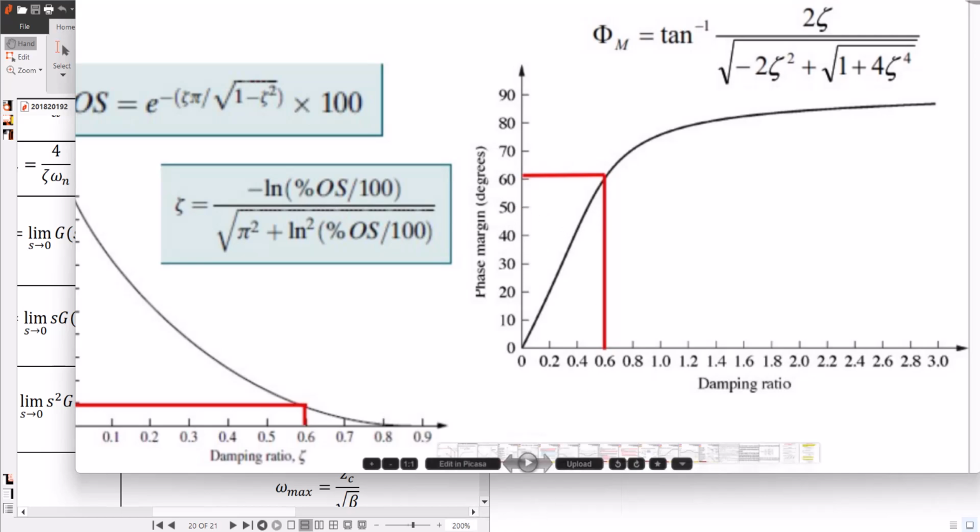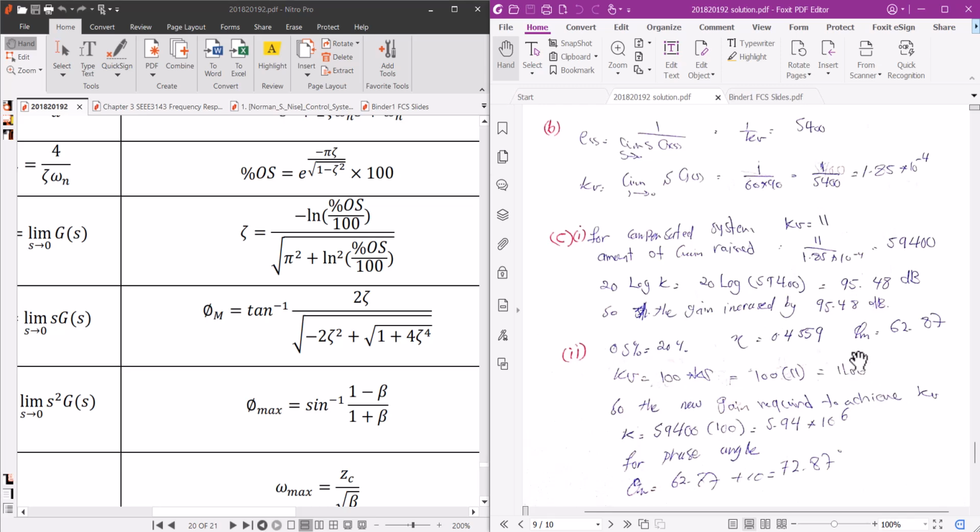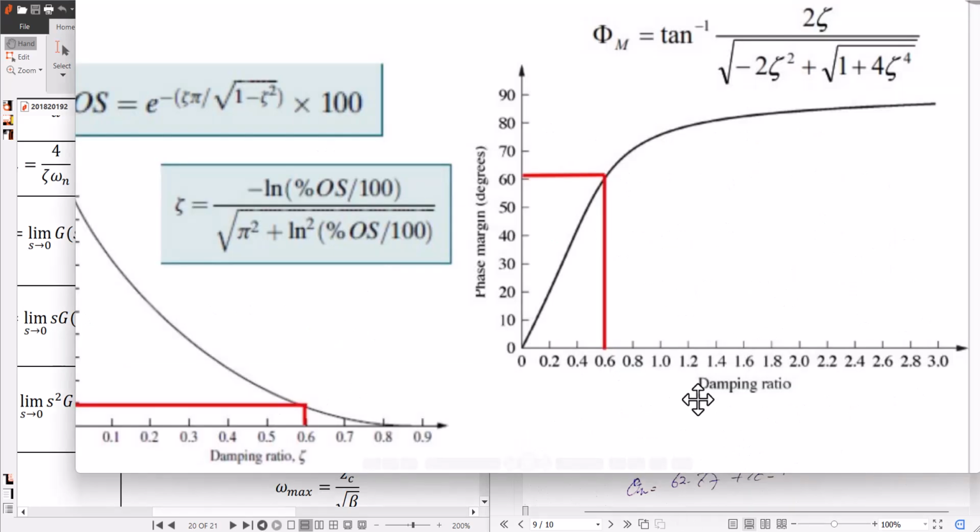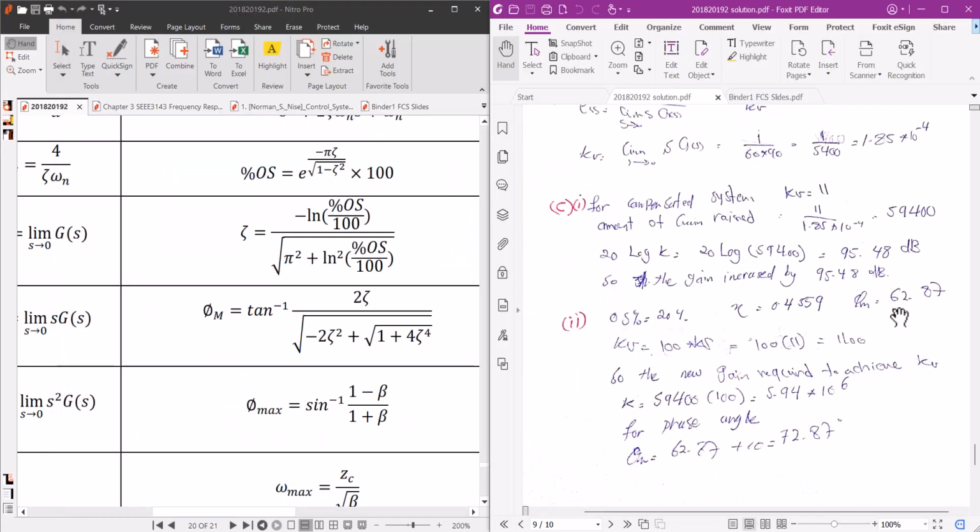So this is the phase margin. It's 62, as written here. Let's suppose it's 62. Okay, this is your phase margin. Basically the formula is phi m equals tan inverse of 2 zeta over the square root of minus 2 zeta squared and so on. This is the formula, you get the phi m. So you need to verify this. I doubt this value is a bit changed.